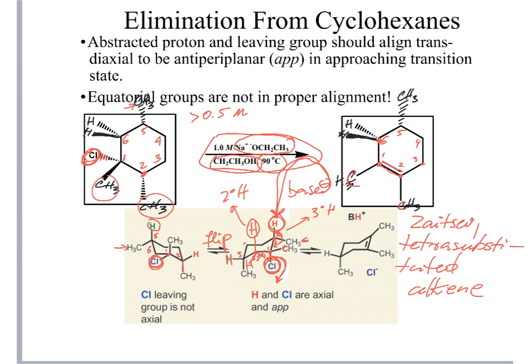Again, when you have more than 1 alpha hydrogen, in this case we have 3 alpha hydrogens, 1, 2, and 3. Of those 3, only 2 are axial and antiperiplanar to the chloride leaving group. Deprotonate the more highly substituted position, in this case tertiary hydrogen and not the secondary hydrogen. This will give you Zaitsev product.